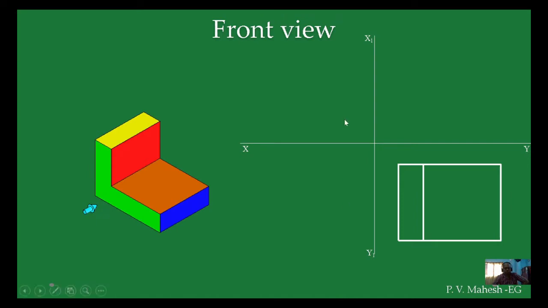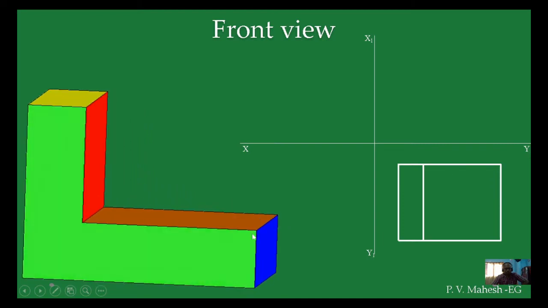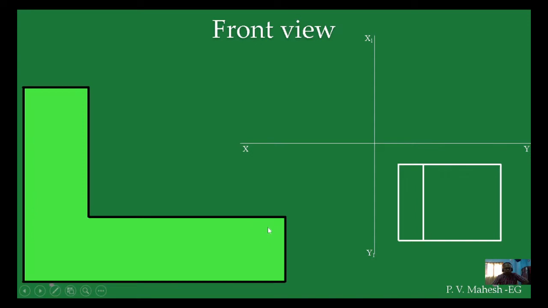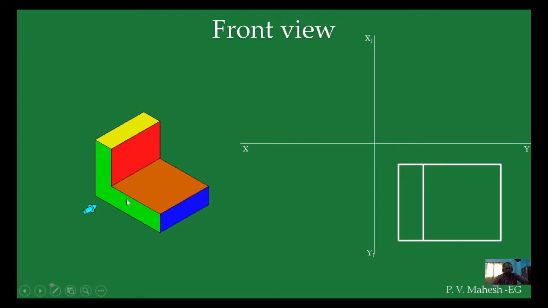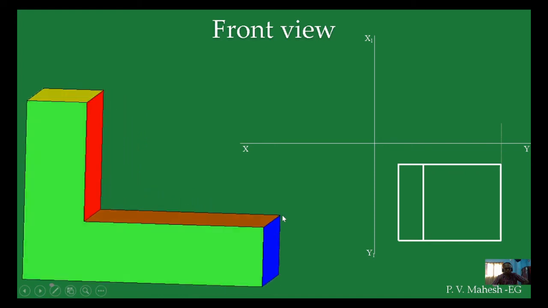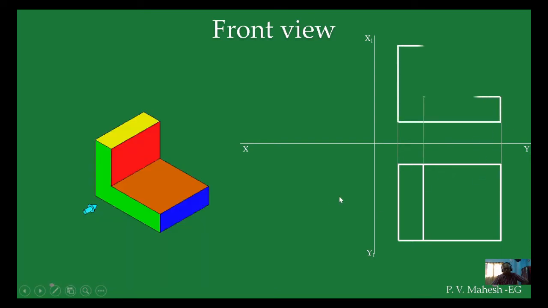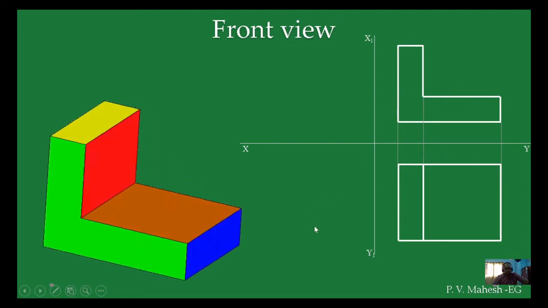Next, the front view. If you want to draw it, we will see only this green color one, and the lines perpendicular to this get collapsed into one point. All these lines get collapsed into one point, and we see only an L here in the front view. So this is what we will draw. As we have done previously, we have drawn the projection lines and completed the front view. So this is about the front view.